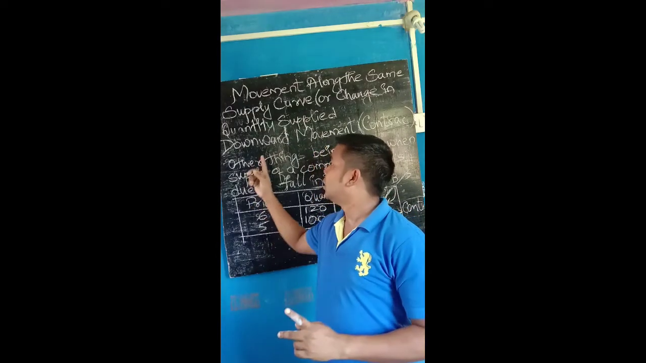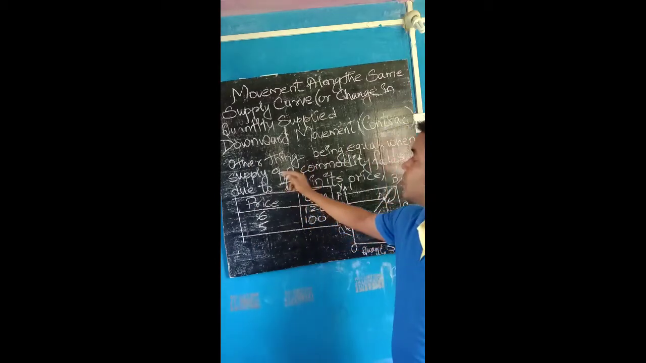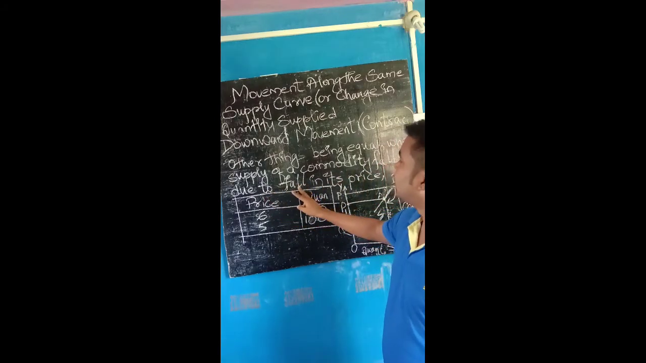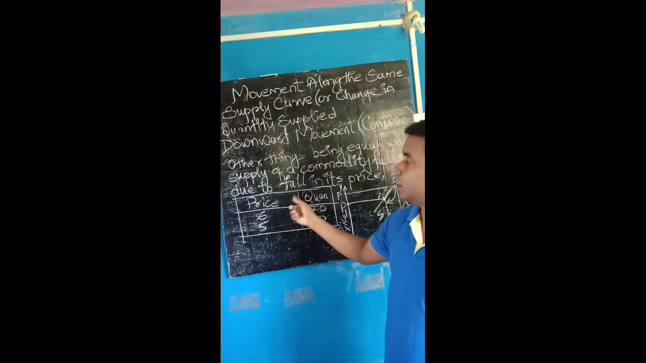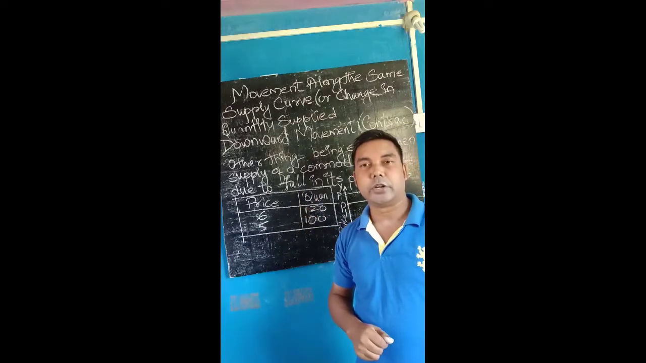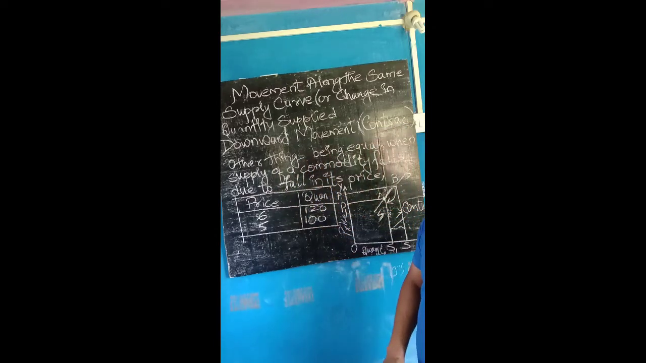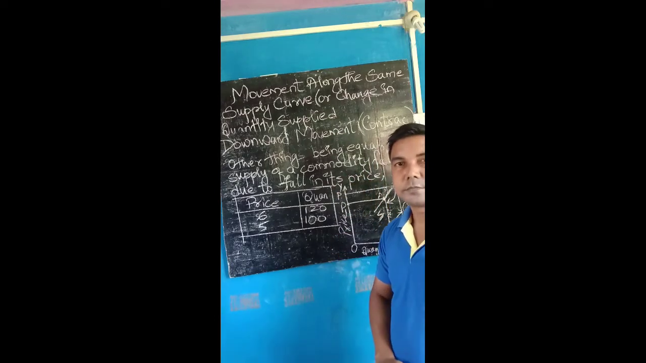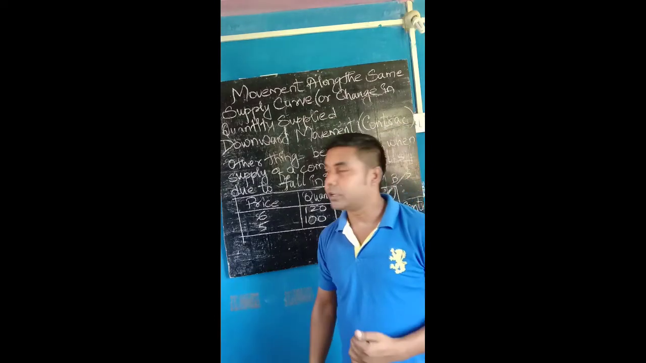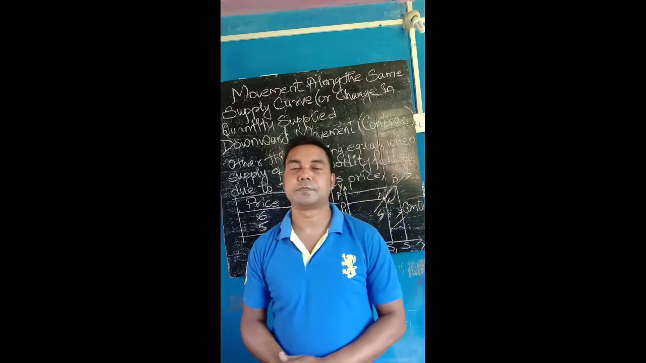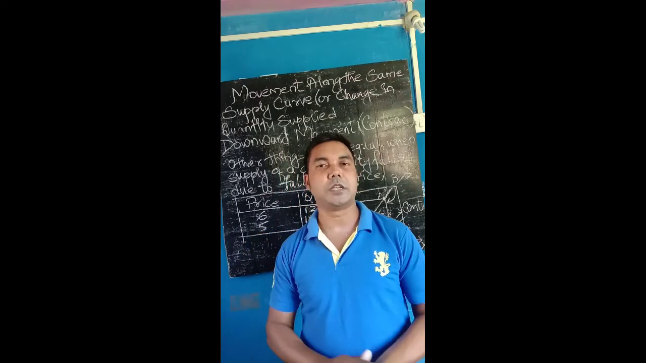In upward movement, the definition was: other things being equal, when supply of a commodity expands due to rise in its price. But here it will be just opposite. Other things being equal, when supply of a commodity falls or decreases due to fall in its price or decrease in its price.